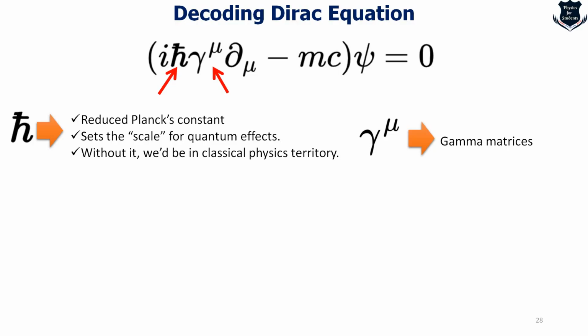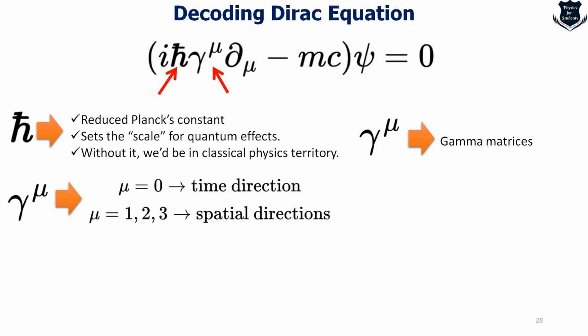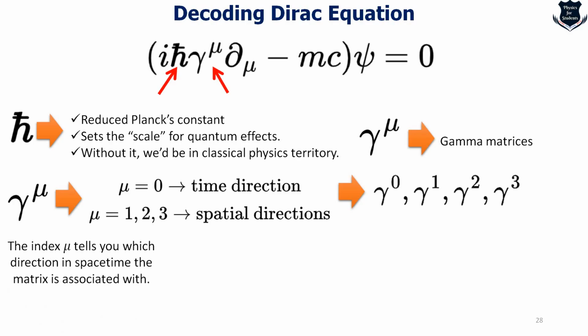So gamma mu are basically what are called gamma matrices, and these are a special set of 4x4 matrices that act like the direction of space-time for particles with spin half. Now, if you have gone through my Einstein field equation video, we have got a mu. So the concept is the same. 0 is the time direction, 1, 2 and 3 are the spatial directions. So what it tells is very simple: the index mu tells which direction in space-time the matrix is associated with.